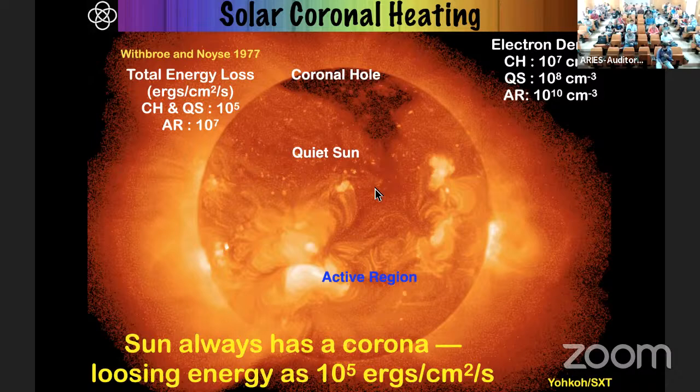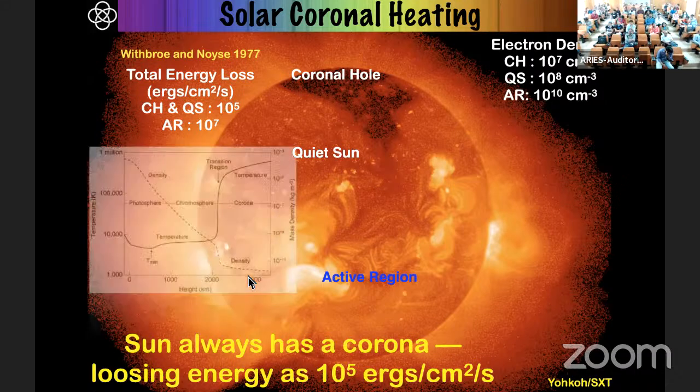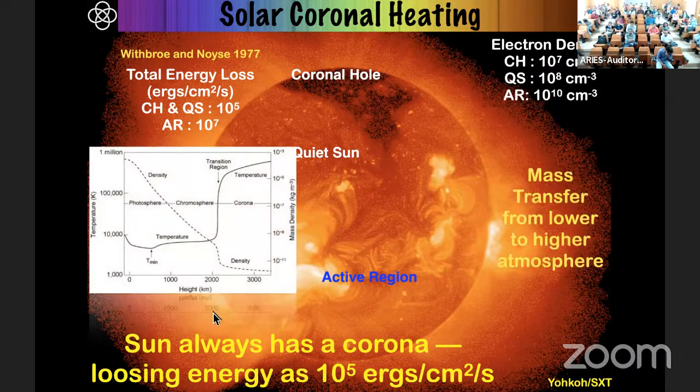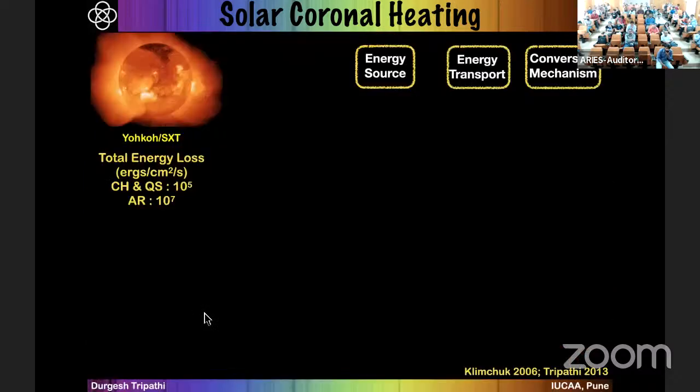And that is the physics of transporting the heat, energy and mass from the lower atmosphere, where the reservoir is, into the upper atmosphere to get to a density of 10^10 per cubic centimeter, as I showed you earlier. Okay, so how do you go about it?